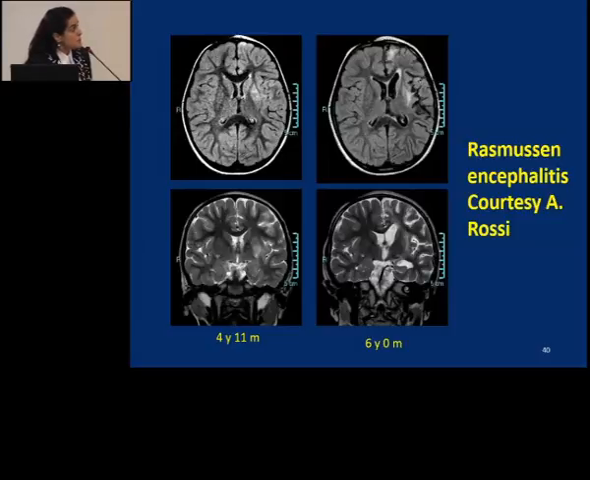In patients with Rasmussen encephalitis, on follow-up you can see the dynamics. For example, this one was performed 1 year later than the first one, and you can see the increase of the signal in the area and also the shrinkage of the whole area.